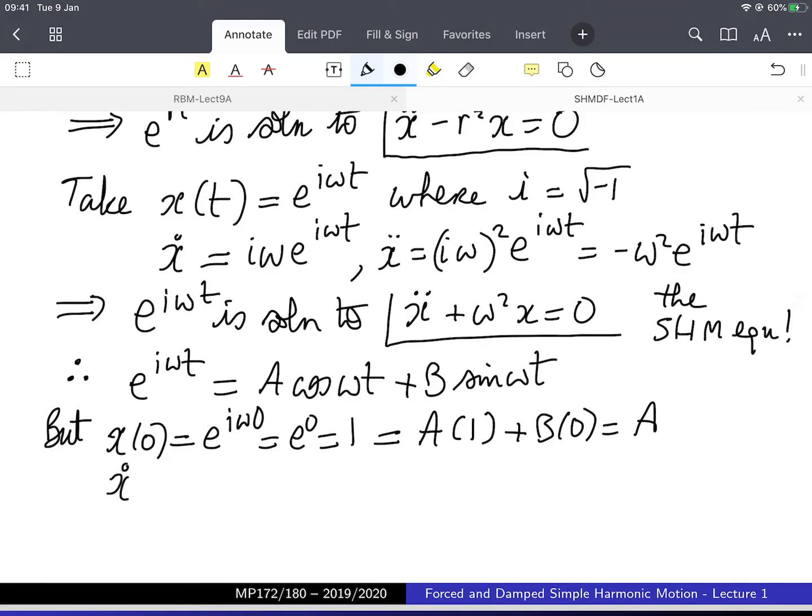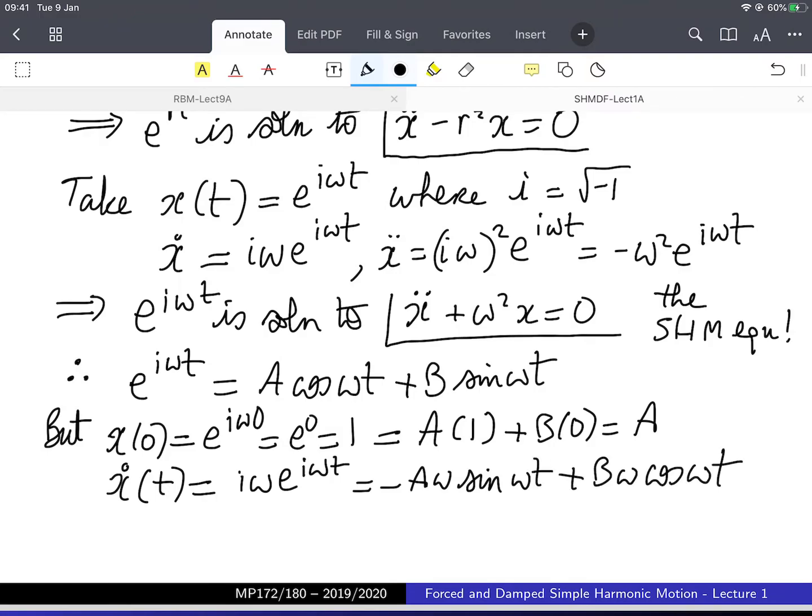What about x dot? Yeah, I can differentiate the left, I can differentiate the right-hand side. Derivative of cos is minus sine, and there's the chain rule in there. Derivative of sine is cos, and there's the chain rule in there too.